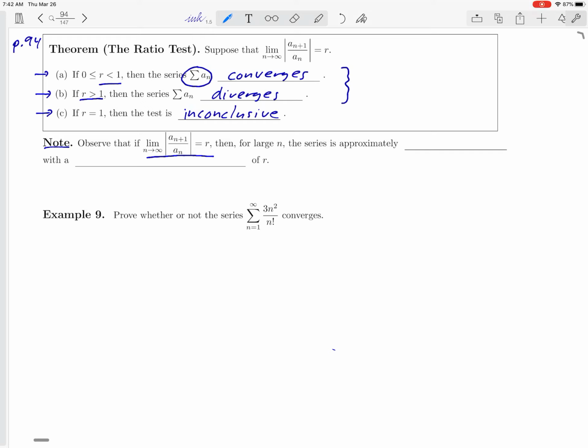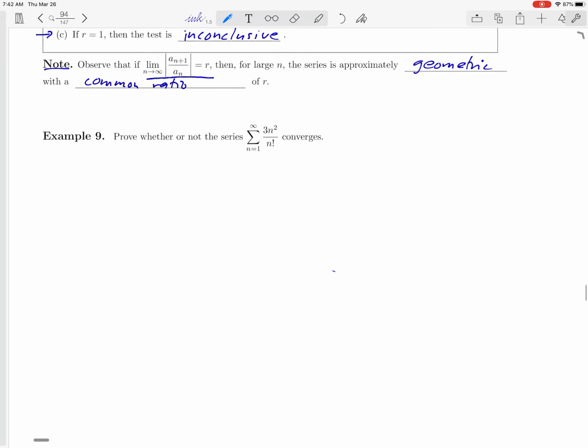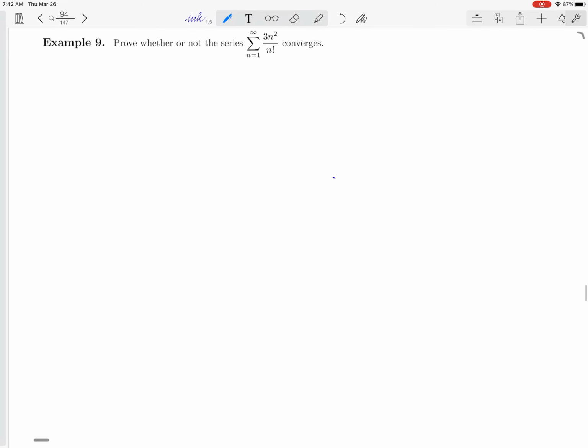When we take this limit, we're really taking a ratio of a_(n+1) over a_n, so the r that we're calculating is like the common ratio in some sense. We could say that for large n, the series is approximately geometric with a common ratio of r. That's why parts A and B remind you of what's going on with a geometric series. So there's our introduction to the ratio test. Let's use it to test a series for convergence.